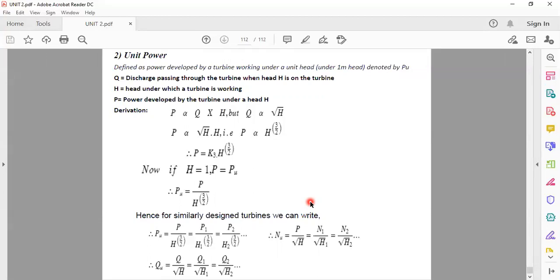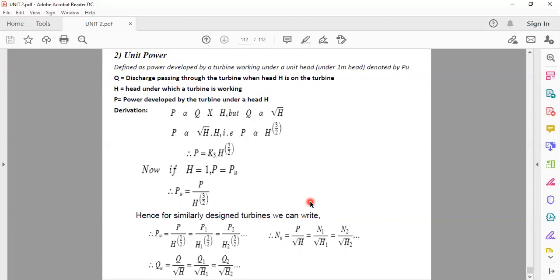Hence, for similar design turbines, we can write Pu equal to P upon H raised to 3 by 2, equal to P1 upon H1 raised to 3 by 2, like that continuously. Nu equal to N upon under root of H, equal to N1 upon under root of H1. Qu equal to Q upon under root of H, equal to Q1 upon under root of H1, like that.